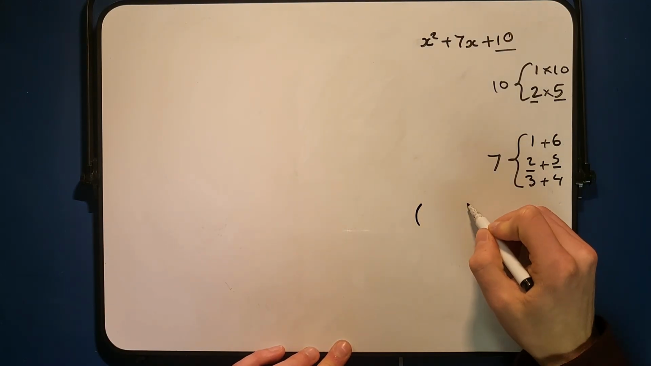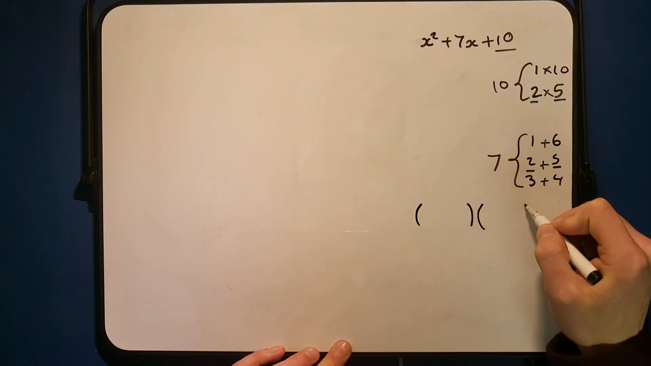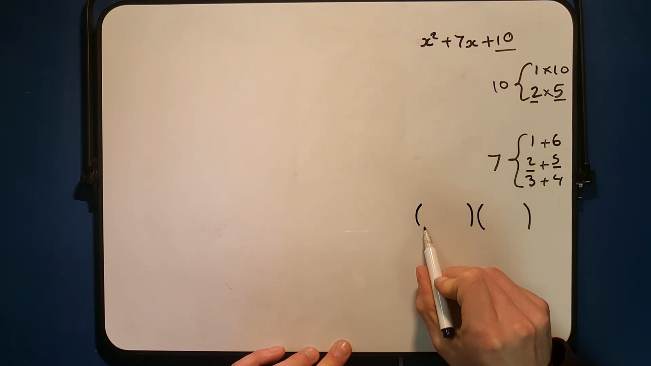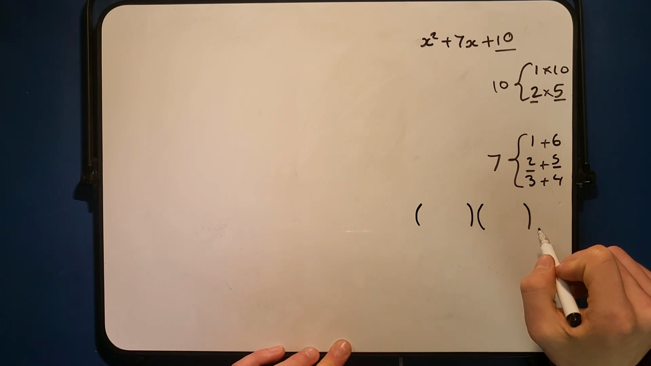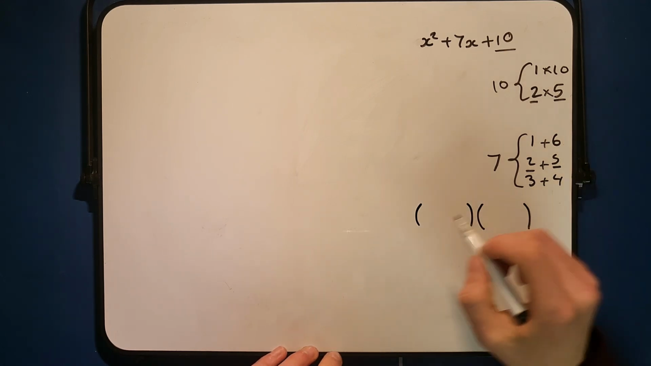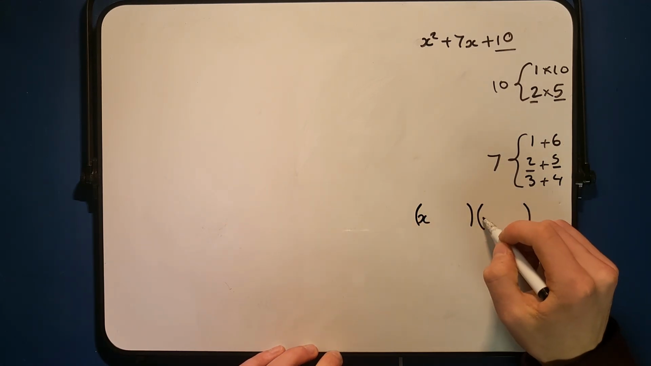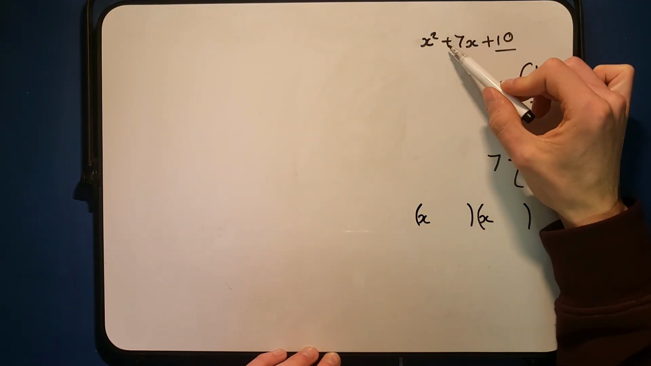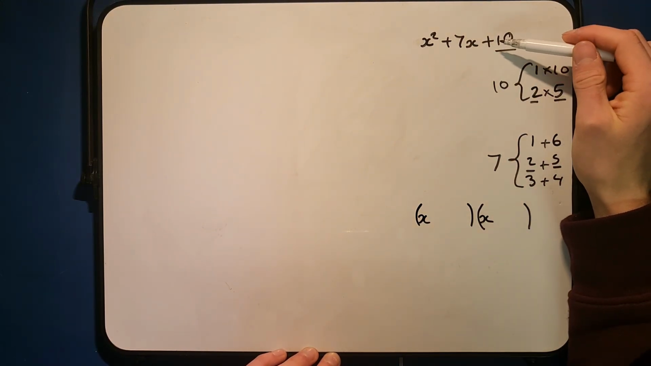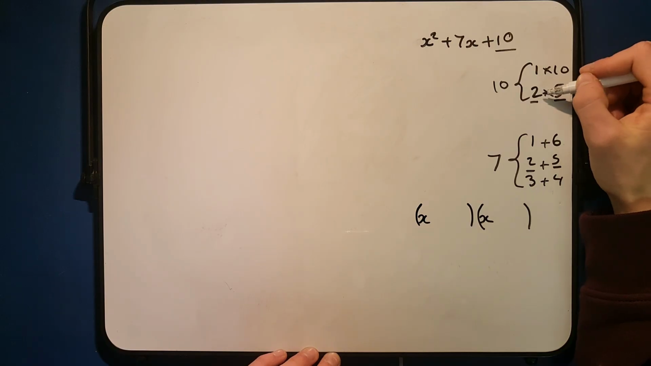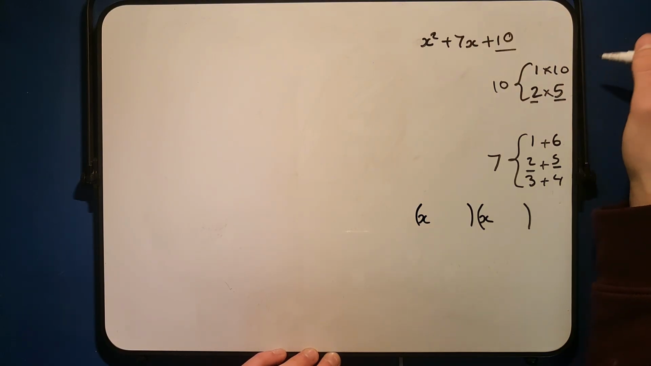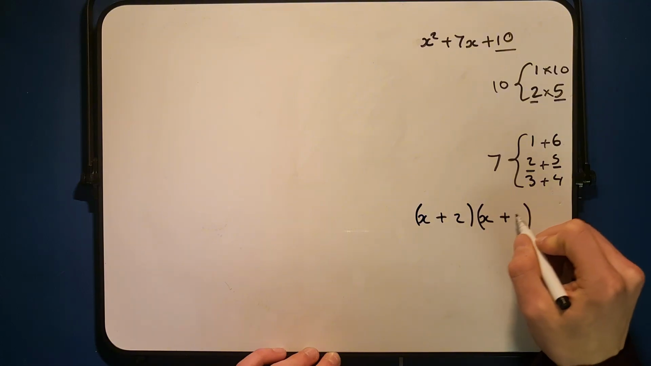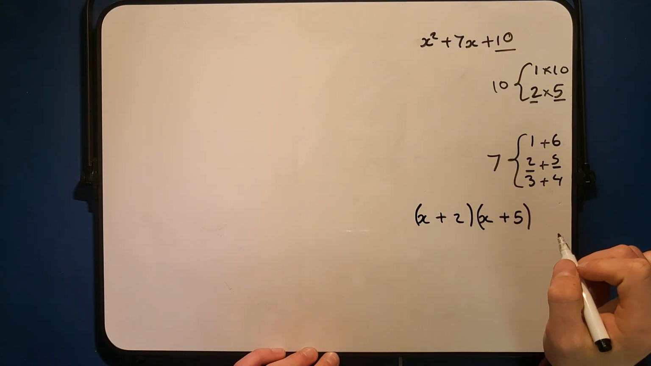We're going to have one bracket and another bracket here. This will make more sense later, but quadratics will usually have two brackets as such. So we're going to have an x term and an x term, and we're going to see this sign is positive and this sign is also positive. So we're going to write our two factors here, 2 and 5, in this bracket, plus 2 and plus 5.